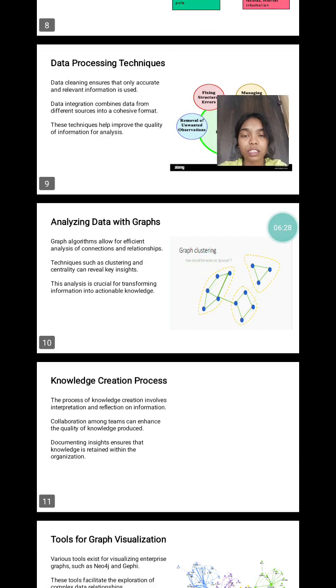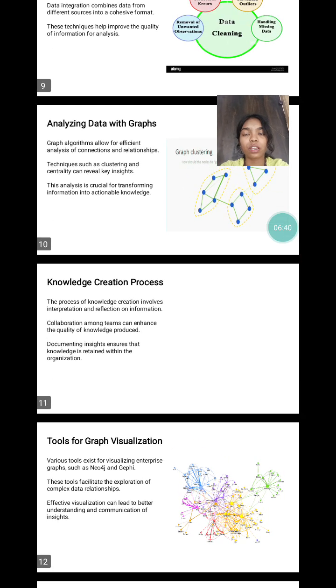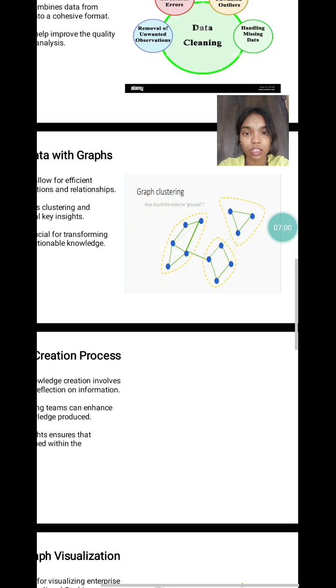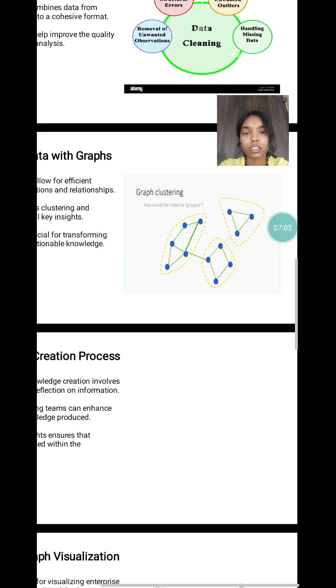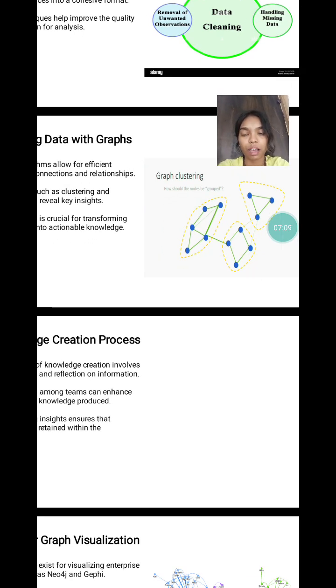Analyzing data with graphs. The graph has some units. We can analyze it, and see what the type of the graph is, what the value of the graph is, and so on. Graph algorithms allow for efficient analysis of connections and relationships. Techniques such as clustering and centrality can reveal key insights. This analysis is crucial for transforming information into actionable knowledge. Here we can see graph clustering: how should the nodes be grouped? Here we can see the loops in the graph, which is also known as a grouped graph.